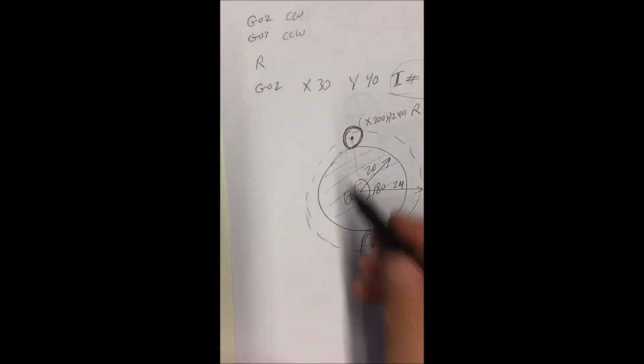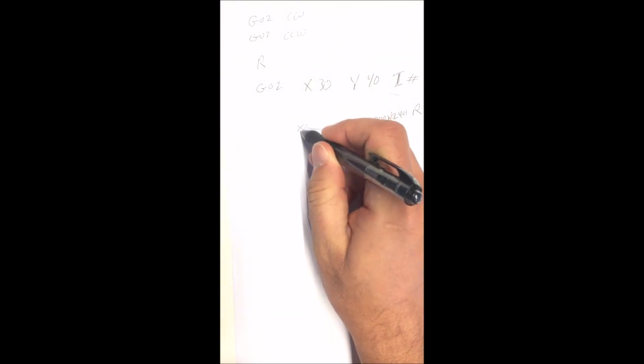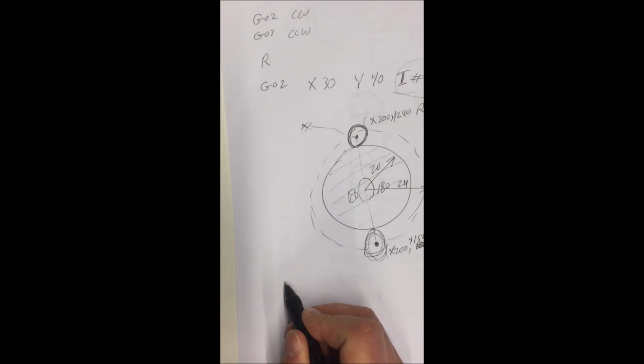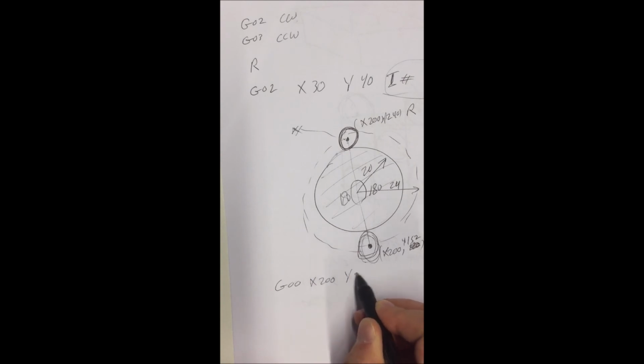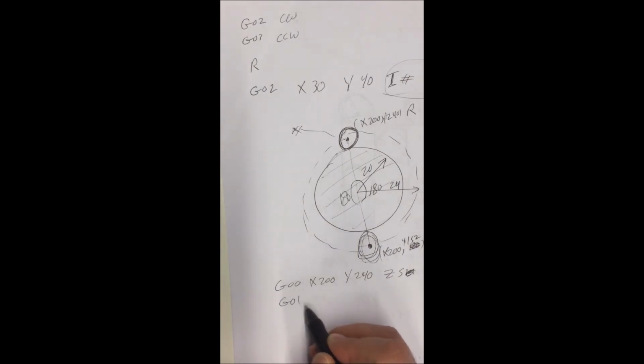Let's write down everything from the beginning. So I will come from somewhere to stop here. The first code is G00, where X is equal to 200, Y is equal to 240, and Z is equal to 5 millimeters height from the point. Then G01, Z is going to be equal to minus 5, with the feed rate of 120, and then I will go with the G02.